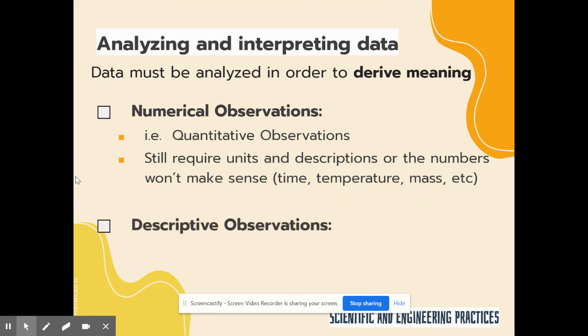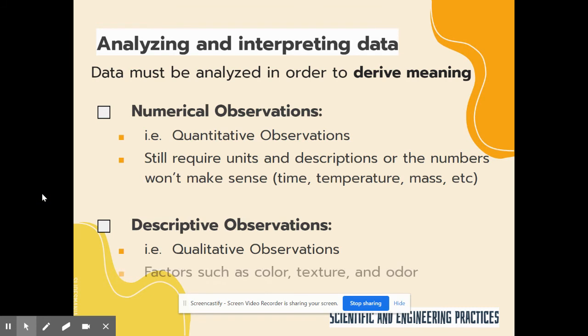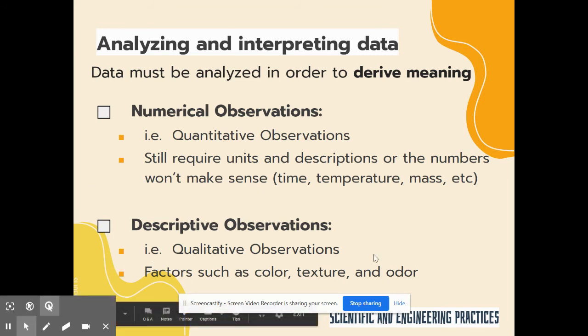You can also have descriptive observations, and this is more of a qualitative observation. And the factors are color, texture, and odor. And we do this through tasting. So from that last experiment, talking about how does fat change the palatability of cakes, we would have a descriptive observation that would come from that.